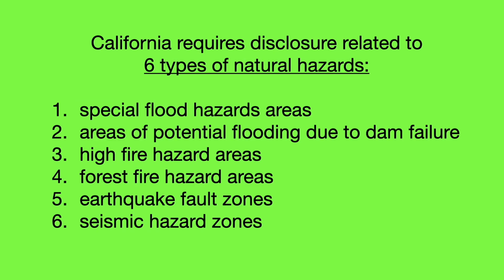California requires disclosure related to 6 types of natural hazards: special flood hazard areas, areas of potential flooding due to dam failure, high fire hazard areas, forest fire hazard areas, earthquake fault zones, and seismic hazard zones.